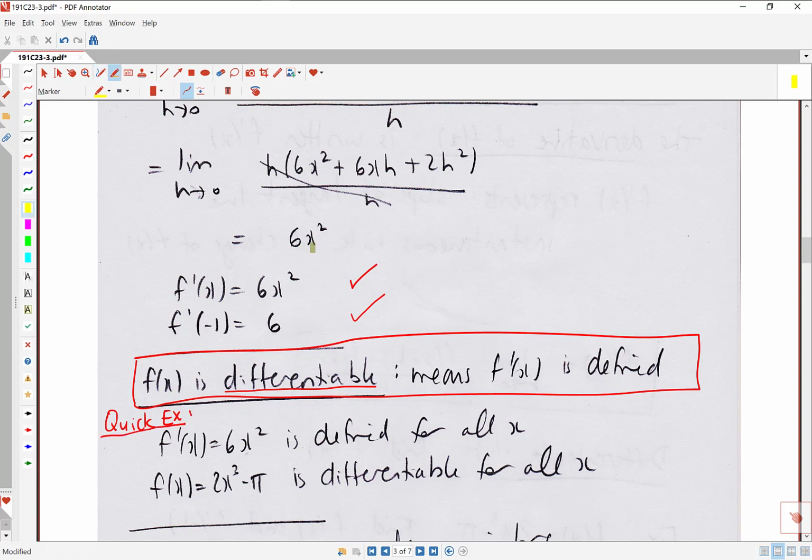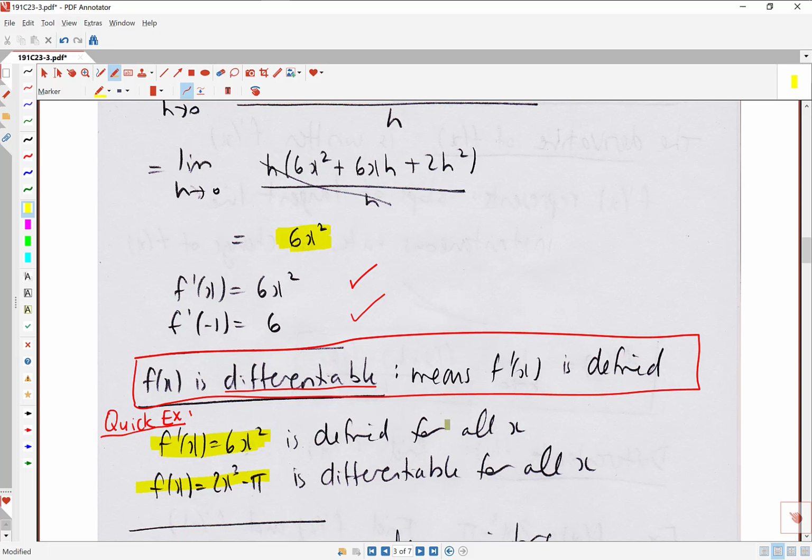So in our previous example, we found the derivative to be 6x squared. So we did that up there. So f prime of x is equal to 6x squared, whereas the original function was 2x cubed minus pi. So we can look at our derivative here and we can say f prime of x is 6x squared. That's defined for all x. If you put any real number in there, you get a nice real number value.